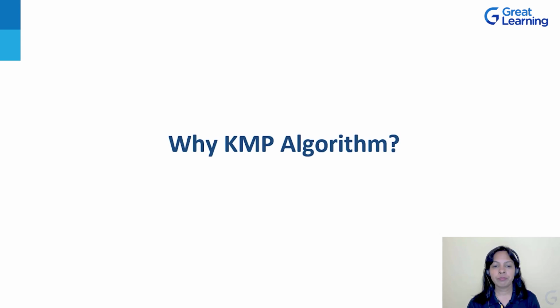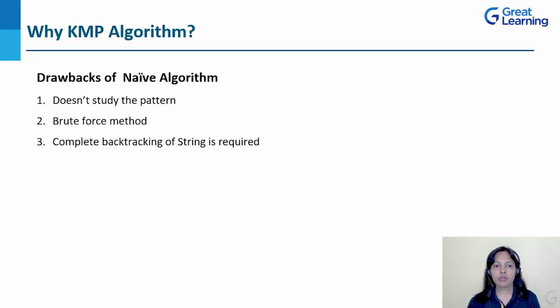Let us talk about why the KMP algorithm is needed. So why KMP algorithm? For that, you have to understand the drawback of the fundamental or the basic naive algorithm. So both the algorithms are used for pattern matching. There are many more algorithms that are used for pattern matching, but our comparison here is with the naive algorithm, the basic algorithm. So for that, first let us see what the drawbacks of the naive algorithm are.